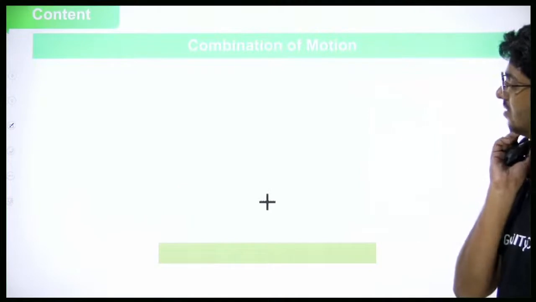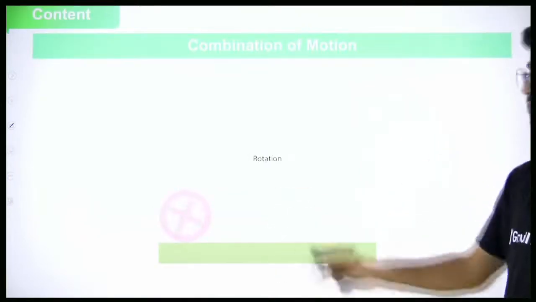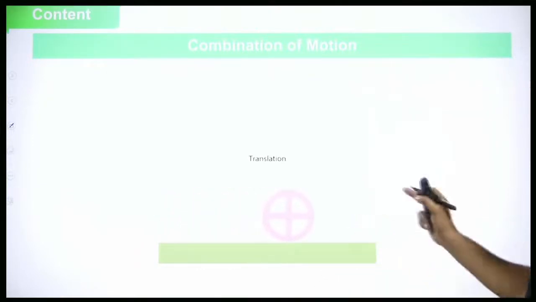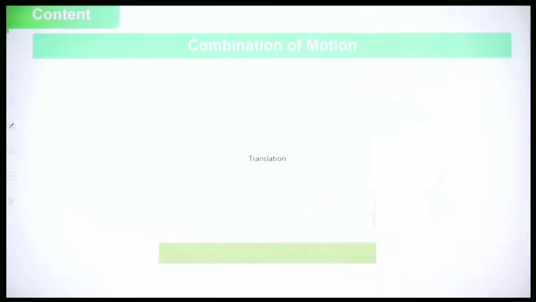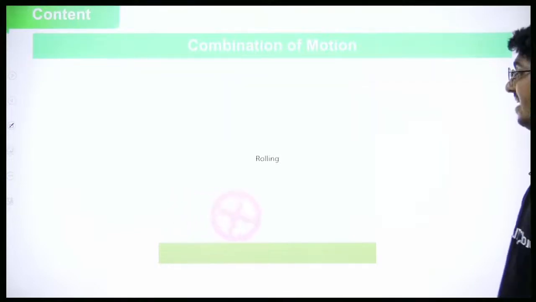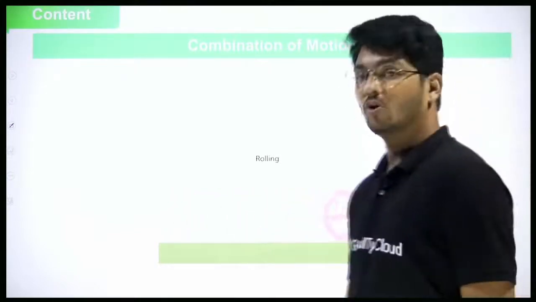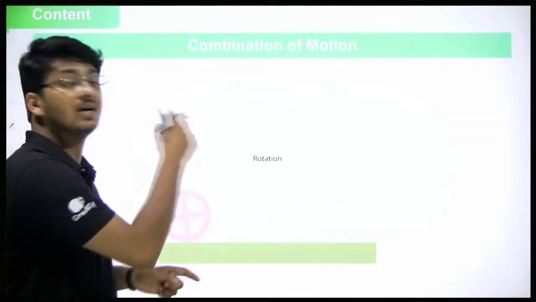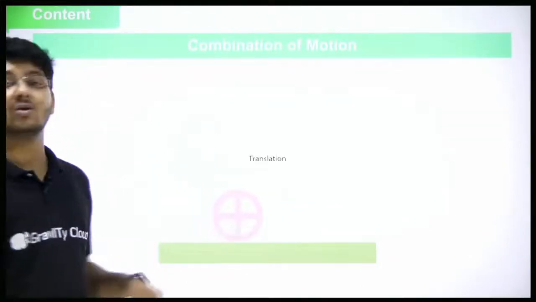Now, combination of motions. What does this mean? This animation shows that to you. Here it is rotation. The wheel is rotating there itself. Then the wheel is in translation, just moving. But when you combine them, it rolls. Rolling means it is going forward, translation, as well as rotation. You combine them and you get rolling.